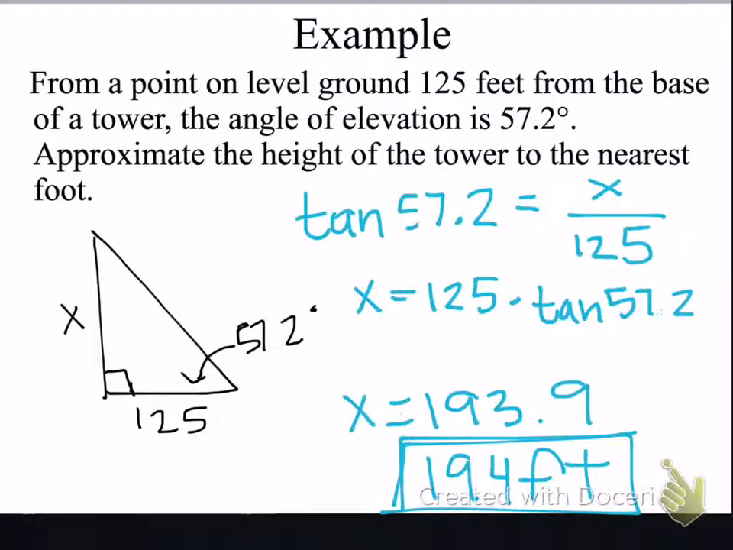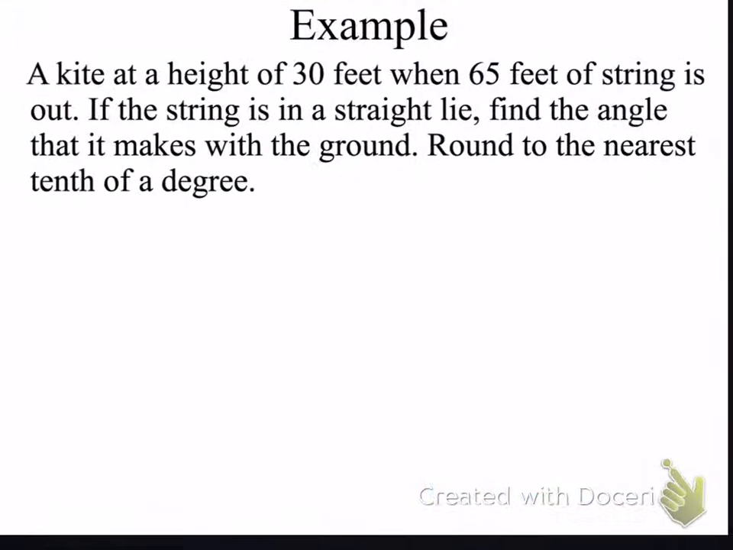Okay. All right, so we're gonna do one more application problem. The next one's a little bit more involved, but nothing that you can't handle. So it says a kite at a height of 30 feet when 65 feet of string is out. If the string is in a straight line, find the angle that it makes with the ground, round to the nearest 10th degree. So let's draw a triangle again.